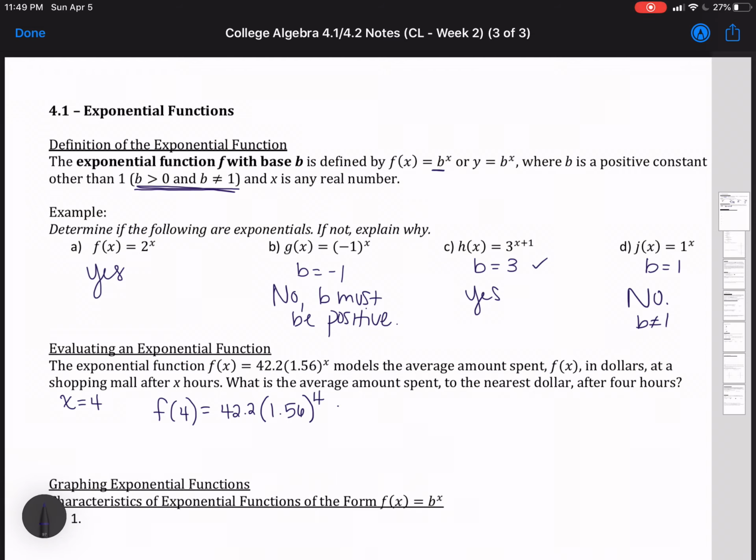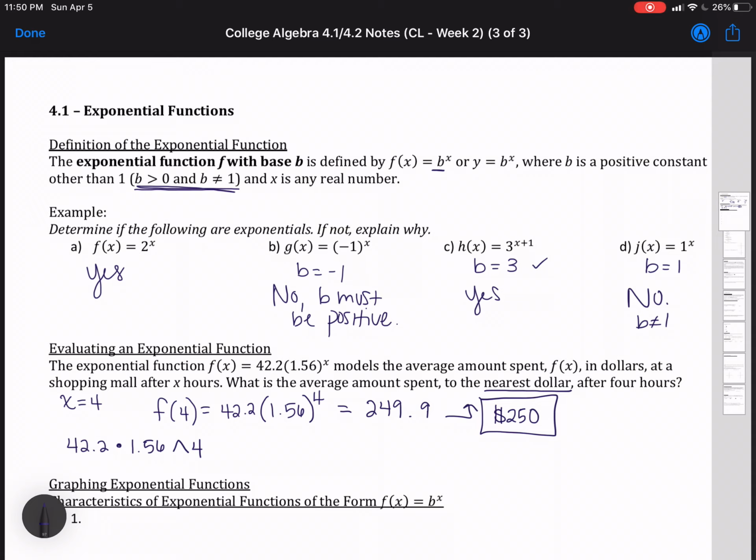When you're plugging that in your calculator, remember to get that exponent, you're just going to use the caret. So if you type this in, you're going to do 42.2 times 1.56, then you're going to hit the caret 4. You can plug this all in at one time, and if you do that, you get the decimal 249.9. Since it says to the nearest dollar, we can round that, and we get $250. And that's your answer.